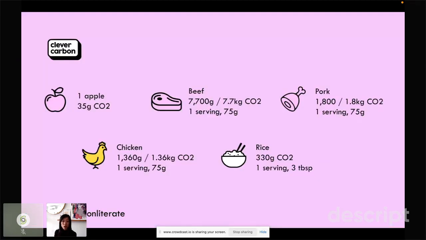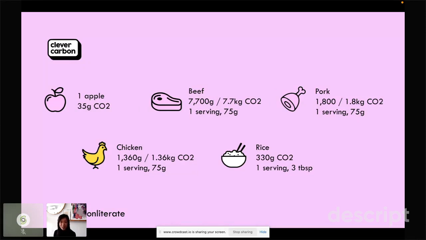I'm going to move on and talk a little bit about diet because diet is something that we do every day. We eat every day. It's easy to make some changes and make more informed decisions here. So I want to do a little bit more of a deep dive on our diet. And just starting with an apple, right? It's 35 grams of CO2. Again, a serving of beef, pork, and chicken. You can see the information there.